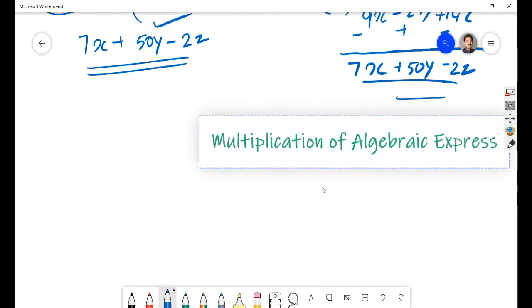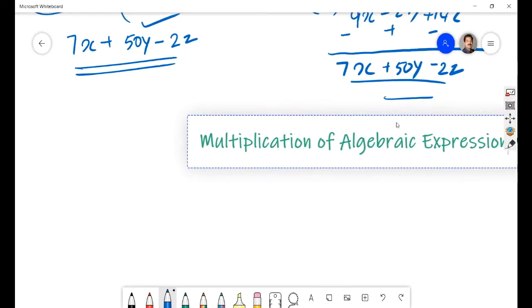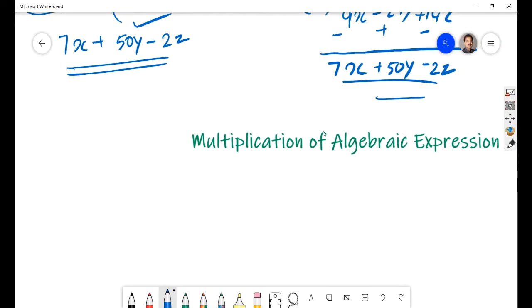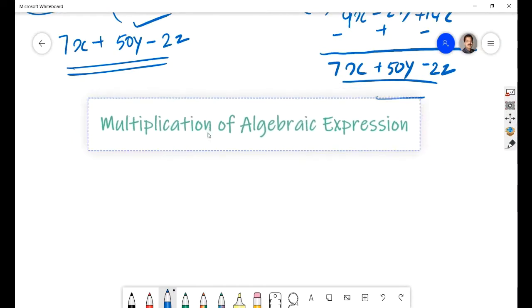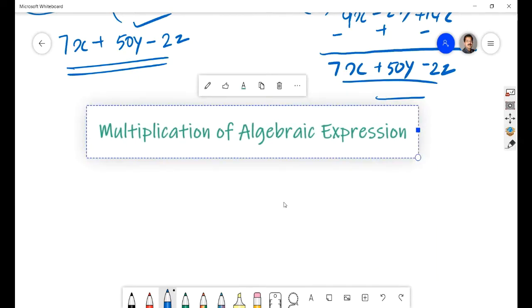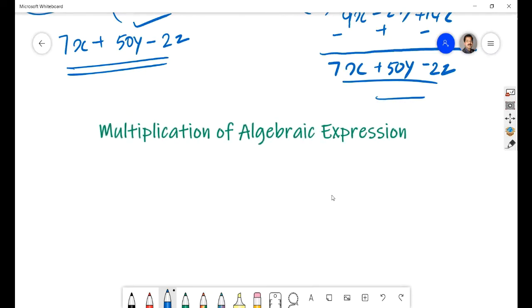In the case of multiplication of algebraic expressions, according to me, it is easier and more convenient than the other two. Why? Because there are no such rules for like terms. Rules of integers are there, but there is no compulsion that the terms must be like terms, because you are multiplying. In multiplication, that is not applicable.